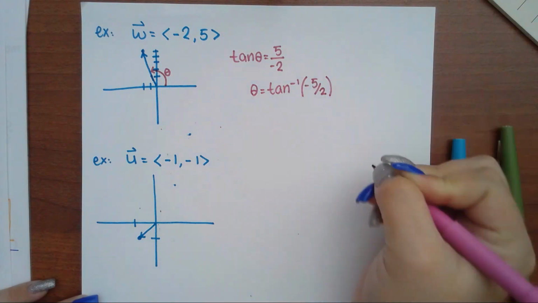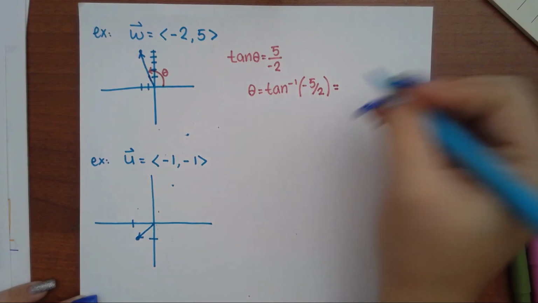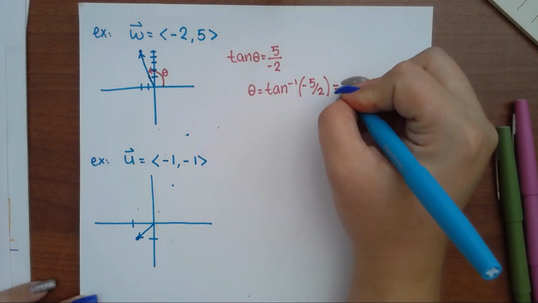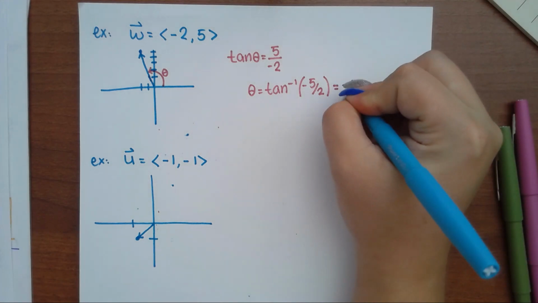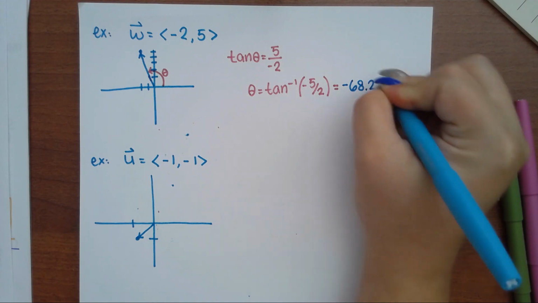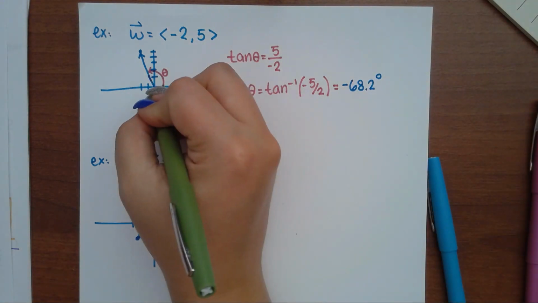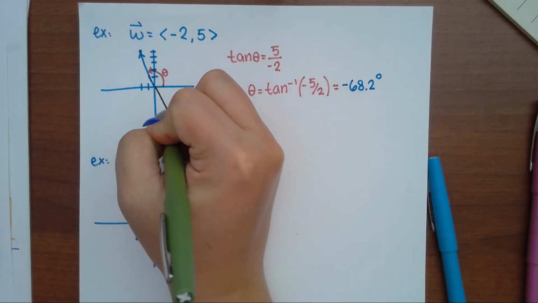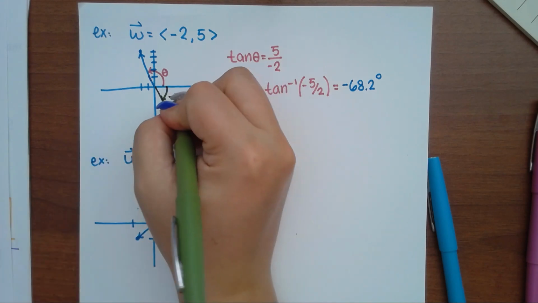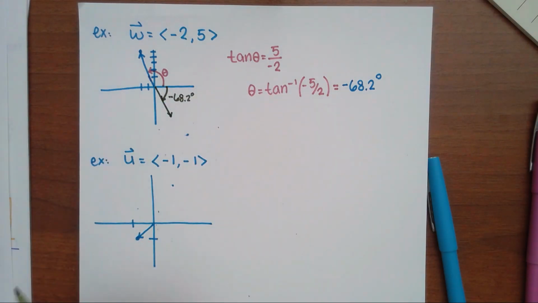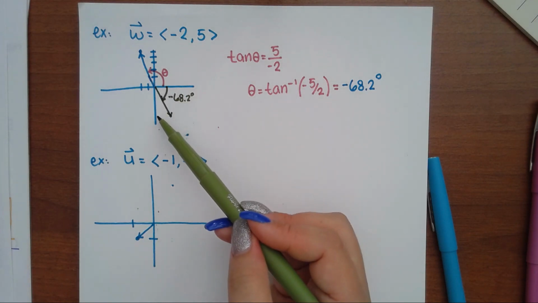Now, when you do this, I'm going to let you do this because we've done the calculator a couple of times. You should get -68.2. Now, -68.2 once again gives us an angle in the fourth quadrant here. It gives us this angle right here, -68.2. And the problem is that I don't want an angle that's all the way in quadrant 4. I want an angle that's in quadrant 2.